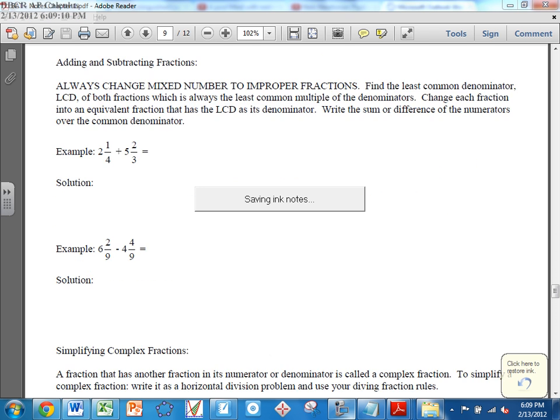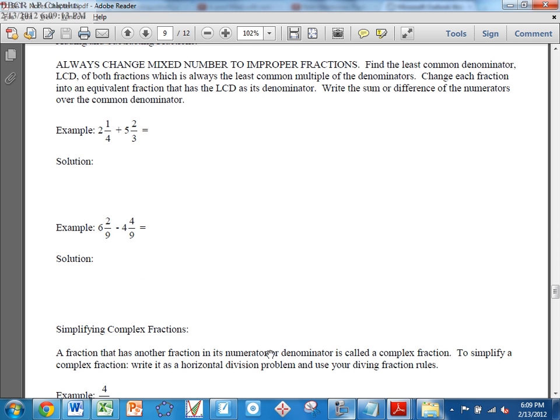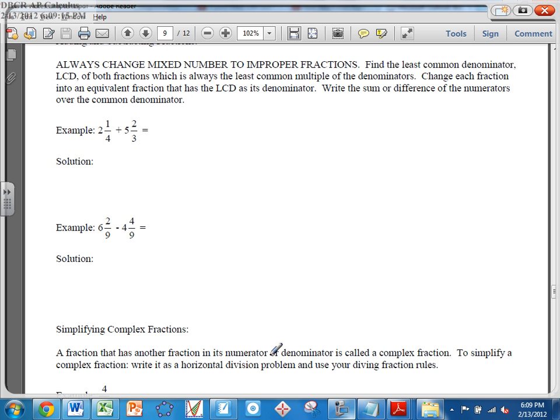Quickly, adding and subtracting. This should be a review for everybody. Convert to an improper fraction. This becomes 9/4 plus 17/3. Clearly, those are not the same denominator, so I need to multiply this one by 3 over 3, and this one by 4 over 4. Whenever you're in doubt, multiply by the other denominator.